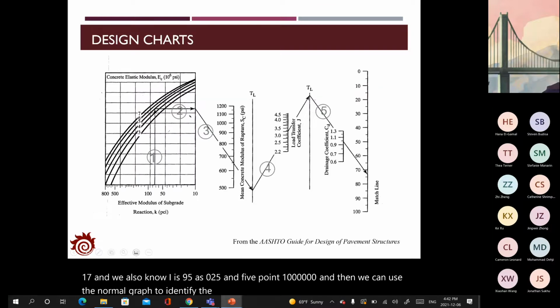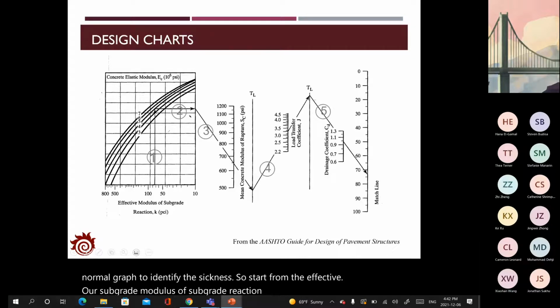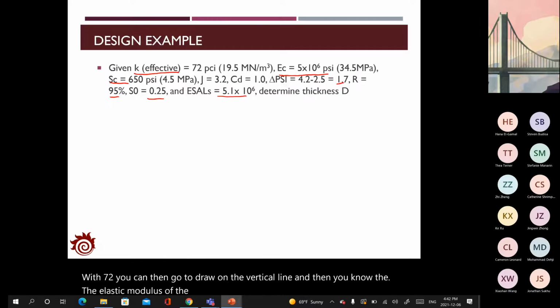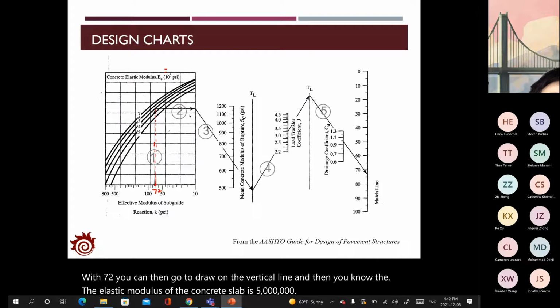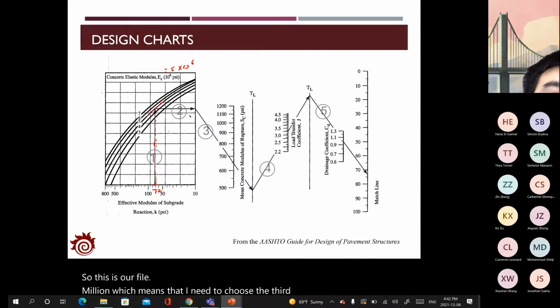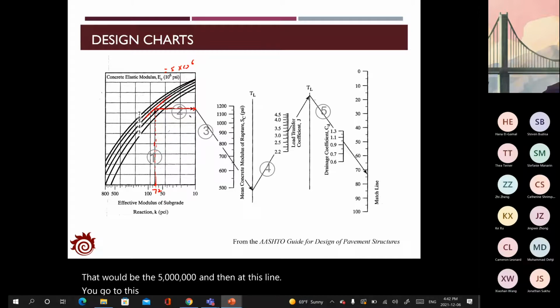So start from the effective modulus of subgrade reaction K. We find the value is 72. So this is the value here, which is 72. With 72, you can then draw a vertical line. And then you also know the elastic modulus of the concrete slab is 5 million. So EC is 5 million, which means that I need to choose the third line. That will be the 5 million. And then at this line, you go to the y-axis. That will be the first point you achieve.